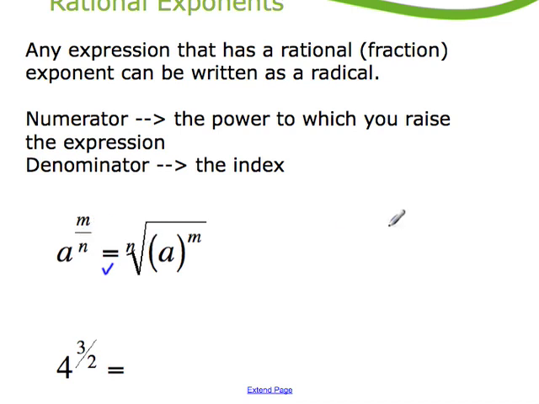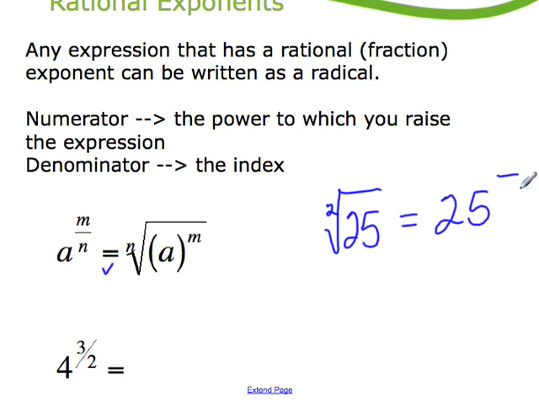Or vice versa. If I have, say, the square root of 25, I could rewrite that as 25 to the exponent. Right now, the exponent here is 1, so the top number would be 1, and the index is 2. The 2 would go on the bottom there. So what we want to do is be able to practice going back and forth.